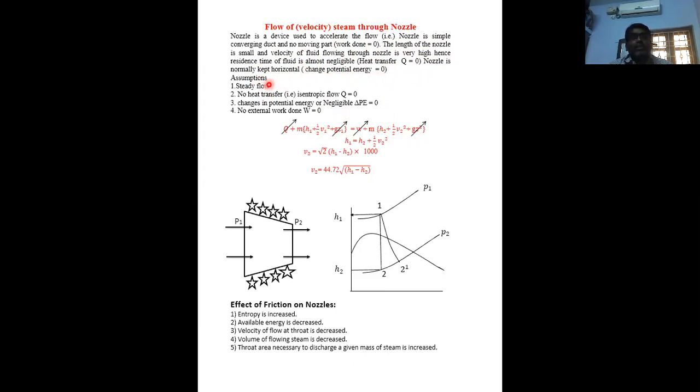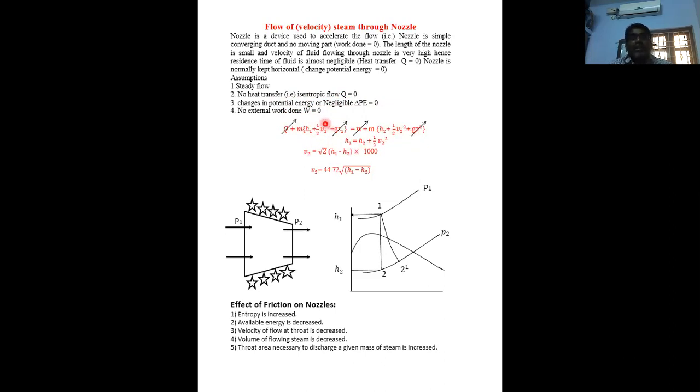First of all, we make assumptions for the steady flow energy equation: there is no heat transfer, the flow is isentropic, the potential energy is negligible, and there is no work done. The energy equation is Q plus m dot into H1 plus 1 by 2 V1 square plus g Z1 equals W plus m dot into H2 plus 1 by 2 V2 square plus g Z2. Here the heat transfer, potential energy and work done are all zero.